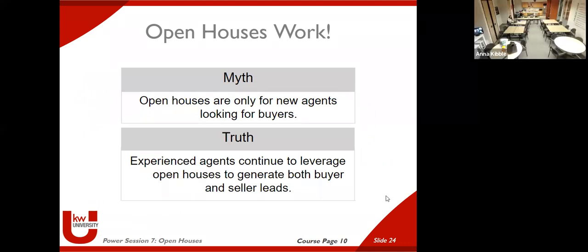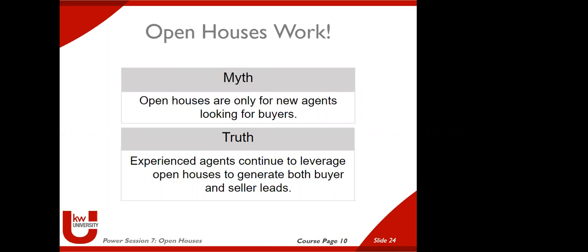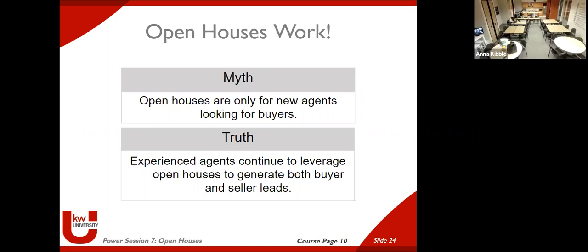Open houses are only for new agents looking for buyers. Truth is, experienced agents continue to leverage open houses to generate both buyer and seller leads. I agree with that. And I think you can just scale it based on your numbers, right? So if you're looking to do X amount of business this month or this year, you just do more open houses and you'll scale your business.